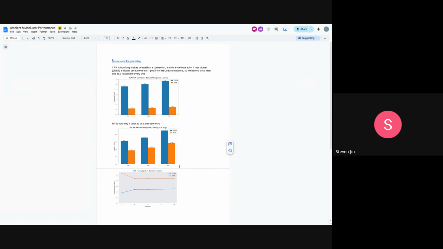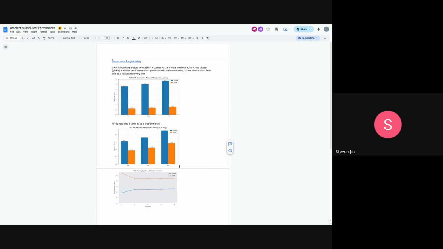There are three results, and I just wanted to share, there's no real question here. One is how long does it take to connect, then send a byte, and then receive that byte back? With multi-cluster, if you go across cluster through an east-west gateway, it takes around 2.5 extra milliseconds, and that's because we're not doing inner H1 connection pooling.